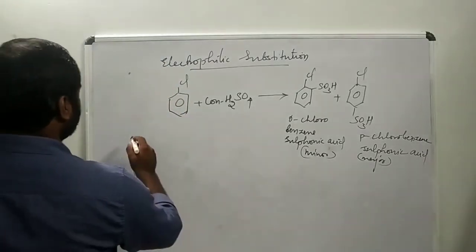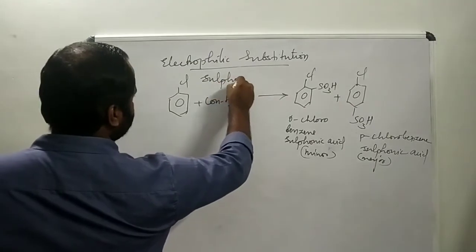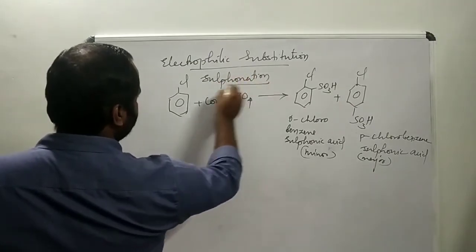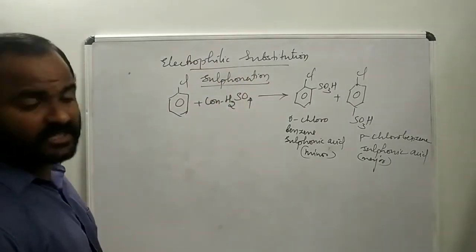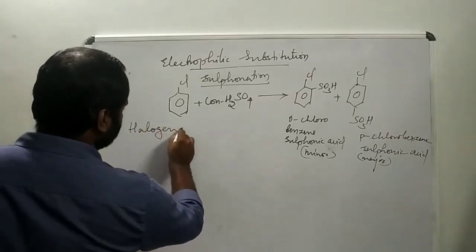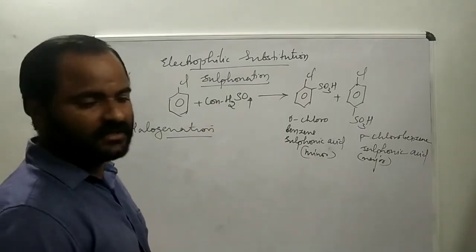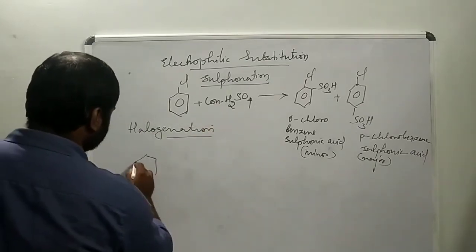Now this is sulfonation. Reaction with concentrated sulfuric acid is known as the sulfonation reaction. Now we can discuss the halogenation reaction. So in the halogenation reaction, we can discuss this one.